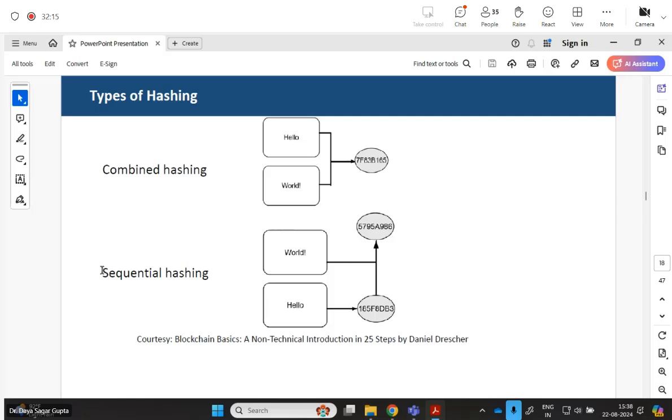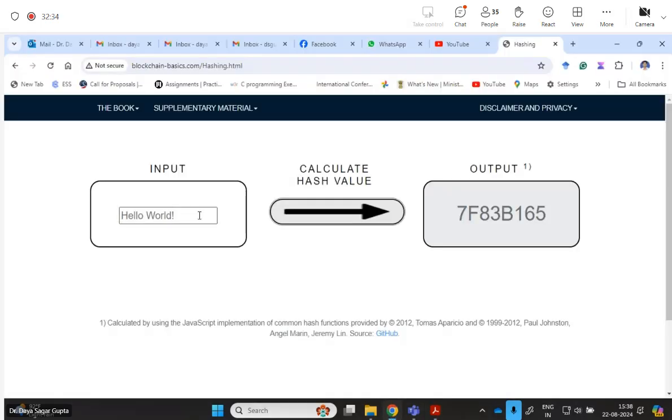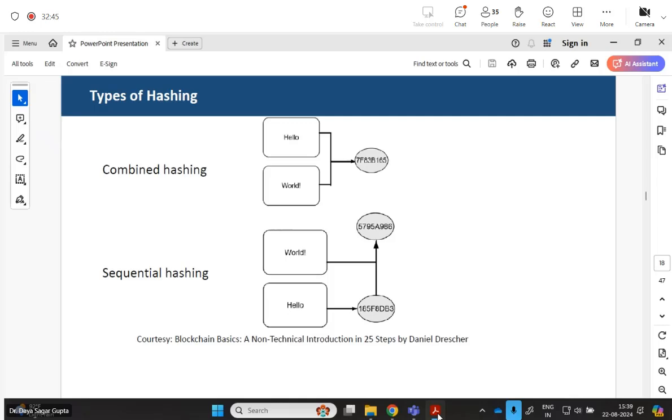Now what do you mean by sequential hashing? You will first get the hash value of hello, and whatever you find, you will concatenate this value with the next word, and then get a new hash value. It will work like that. How is it going to work? If you try to find the hash value of hello, it will give you 185f8db3. Match it, 185, very correct.